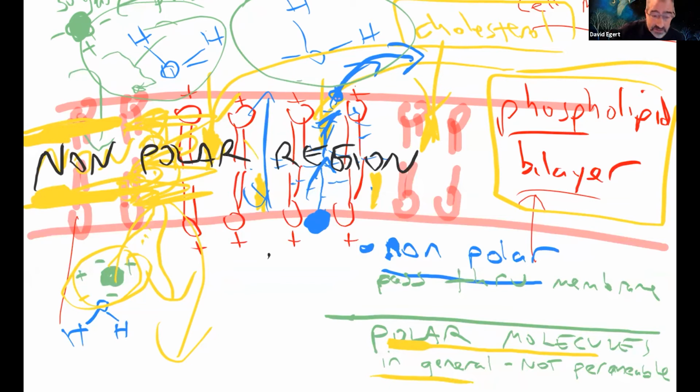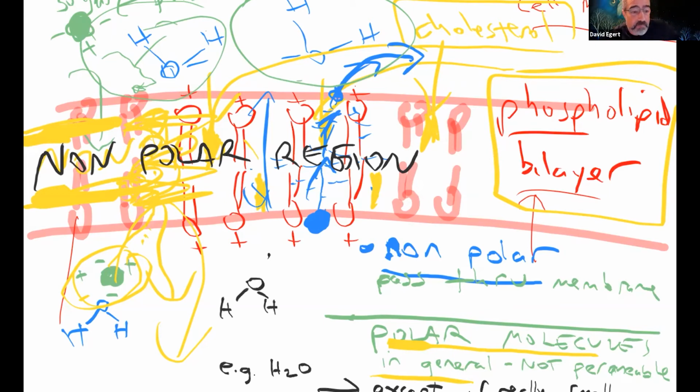There is an exception. Except ions? No, we'll get to ions. If really small. So for instance, water. A water molecule is obviously polar. But if water couldn't cross a membrane, then we wouldn't have to worry about osmosis or anything. So obviously water does cross membranes.